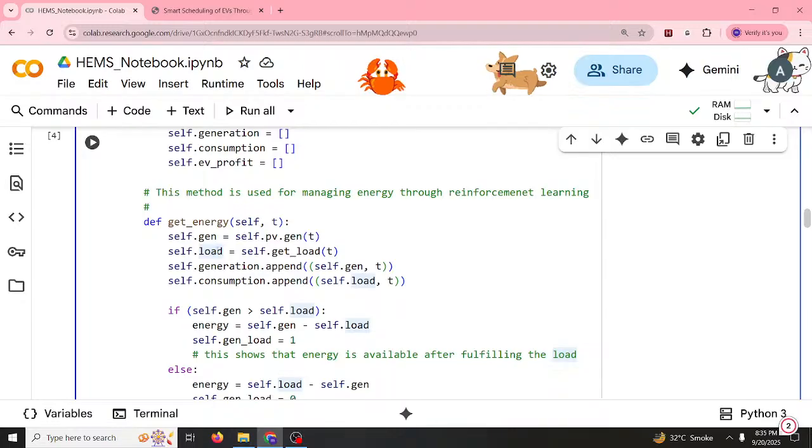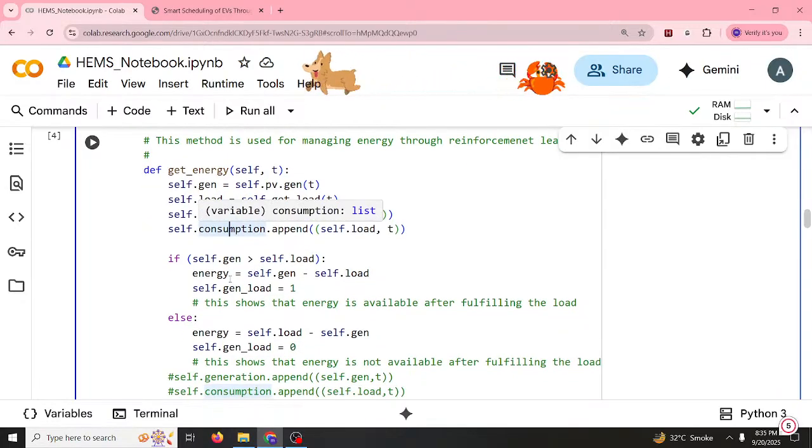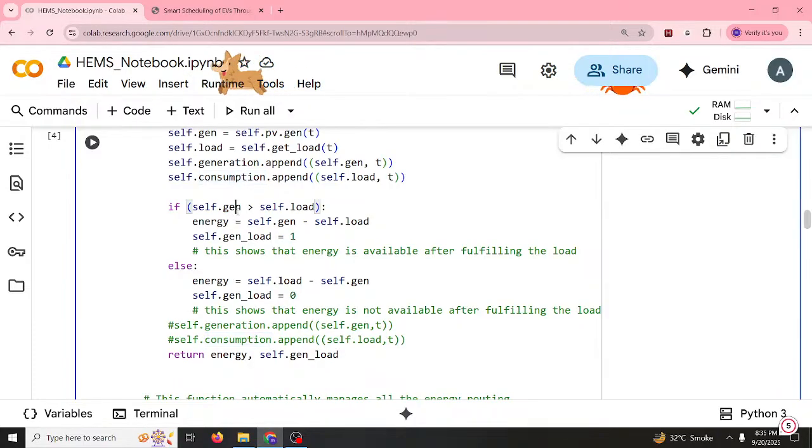Generation here, load here, so we just keep track of the generation and the consumption here. Then we say that if the generation is greater than load, this is simple intuition: we can just subtract the load from the generation and keep the energy positive.